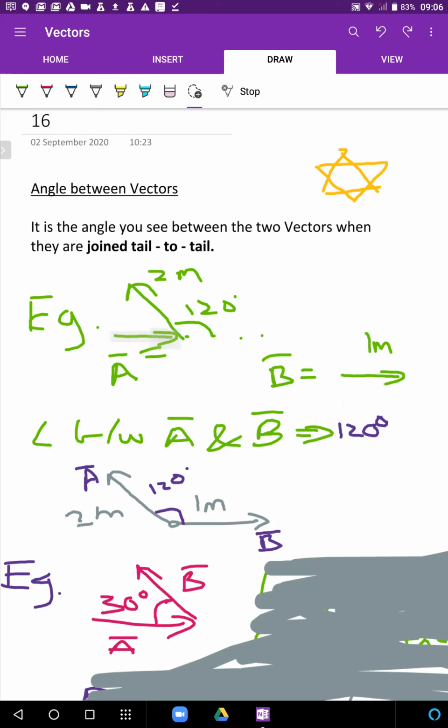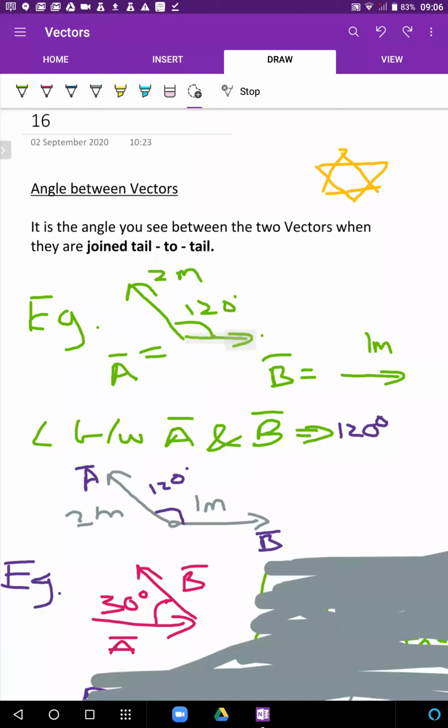जैसे ये वाला एक बार देख लो. Head to tail के केस में क्या एंगल लग रहा है इनके बीच में? What is the angle you see? It looks like it's 60, है ना? 180 minus 120, है ना? So that is not the angle you report. The angle you have to report is this one. Head to tail में looks like it's 60.